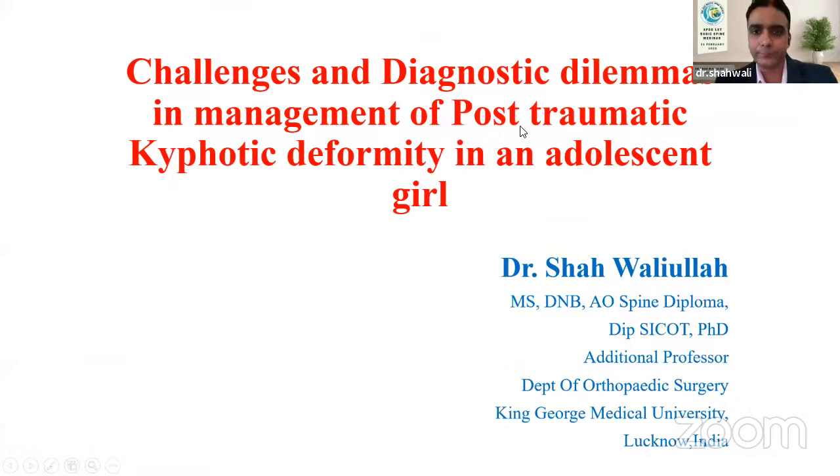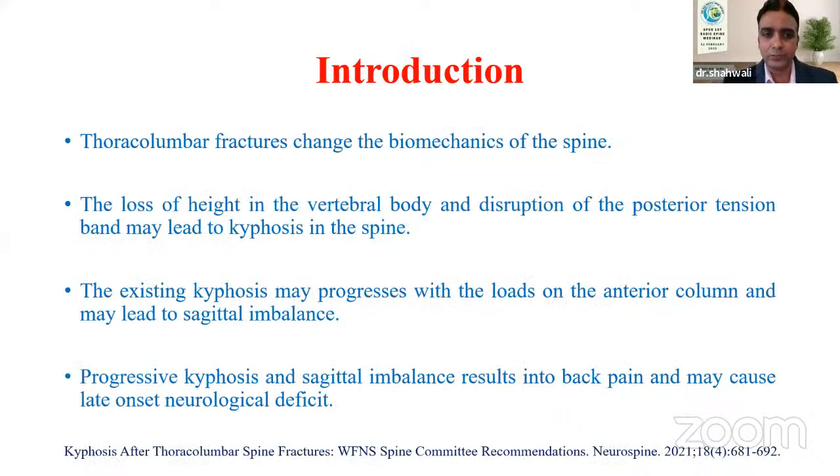So, without much wait, as we all know, thoracolumbar fracture changes the biomechanics of the spine. The loss of height in the vertebral body and disruption of the posterior tension band may lead to kyphosis of the spine. The existing kyphosis may progress with the load on the middle and anterior column and may lead to sagittal imbalance. Progressive kyphosis and sagittal imbalance may result in back pain and may cause late onset neurological deficit.